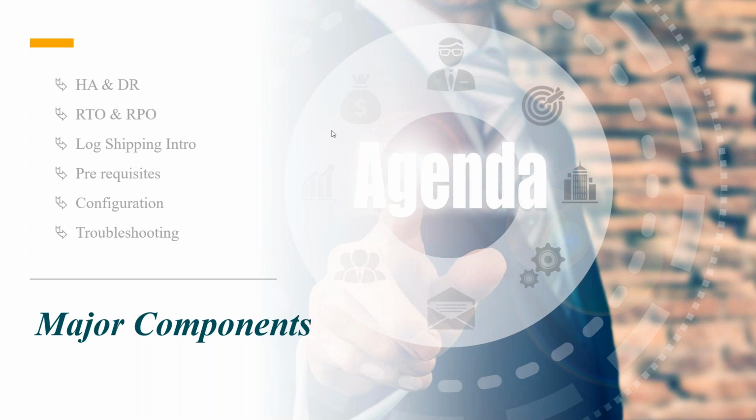Configuration is very easy. Once you configure everything, it keeps on working. In case something goes wrong, only then the DBA will come and start the troubleshooting, while you are only configuring log shipping, mirroring, or anything else. But troubleshooting is very important for every high availability and disaster recovery solution.